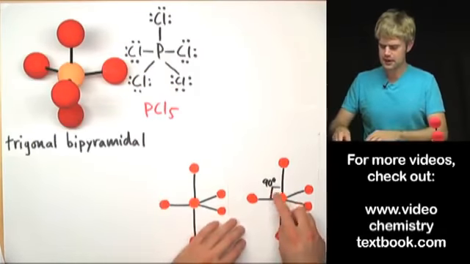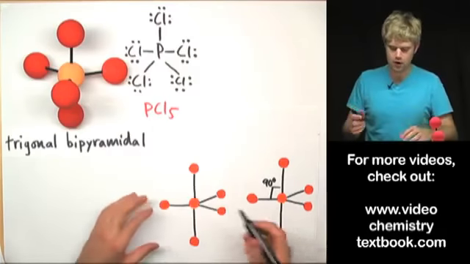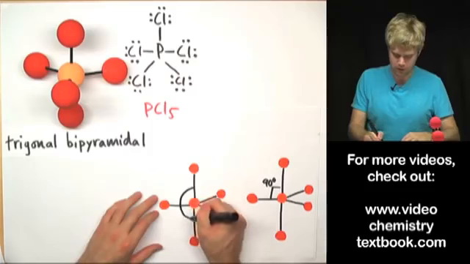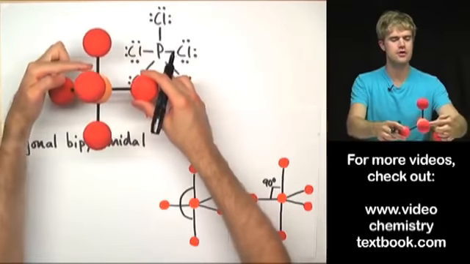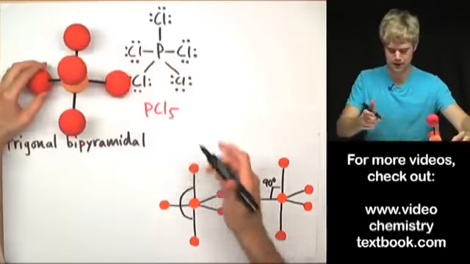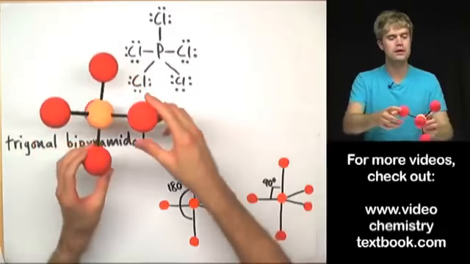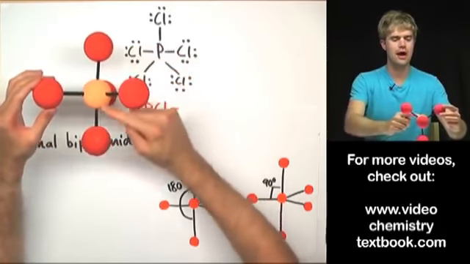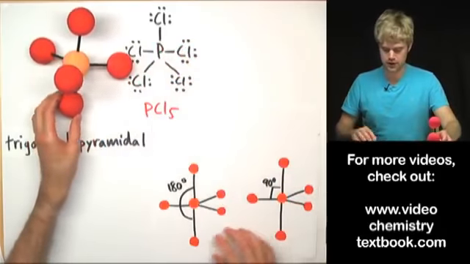Since this is a 90-degree angle, and this is a 90-degree angle, we can also know that the angle between these 2 axial bonds, between this bond and this bond, that the angle here is 180 degrees. Which makes sense because these atoms look like they're in a straight line. They are. It's 180 degrees.